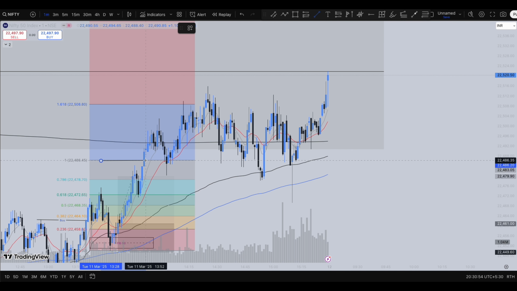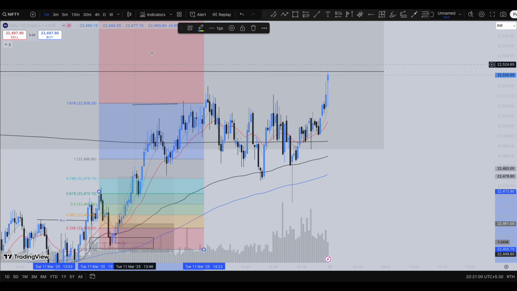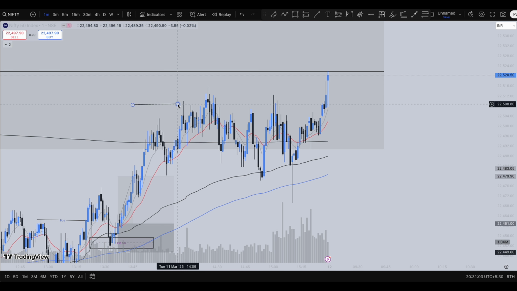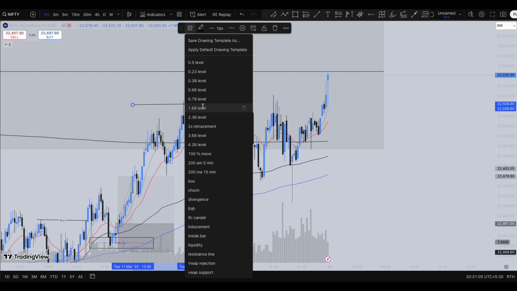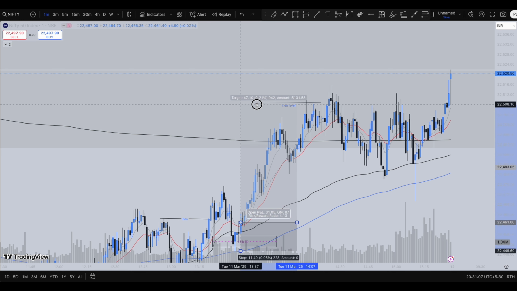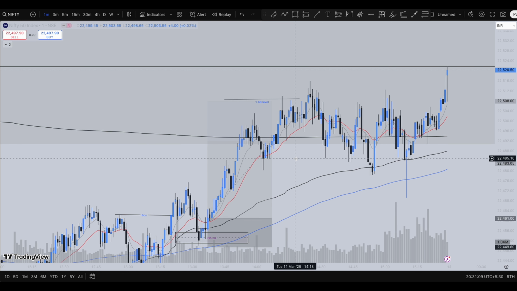The first target was this size, the 100% move, or you could have targeted all the way to the 1.68 level over here. This is where you could have clearly targeted your positions. So that's how you could have traded.